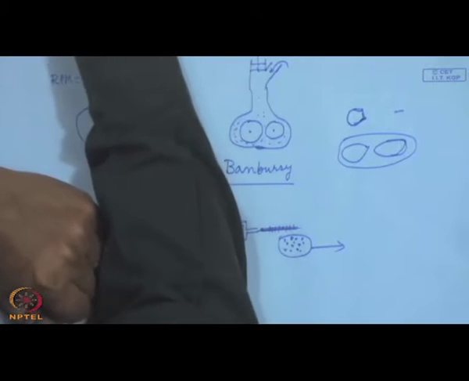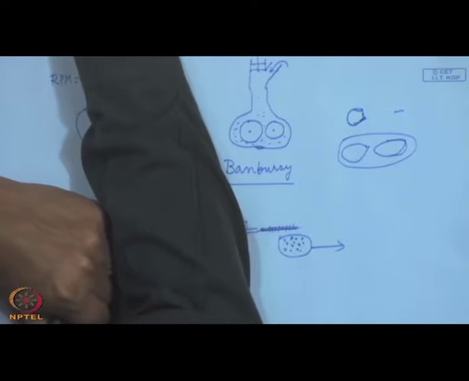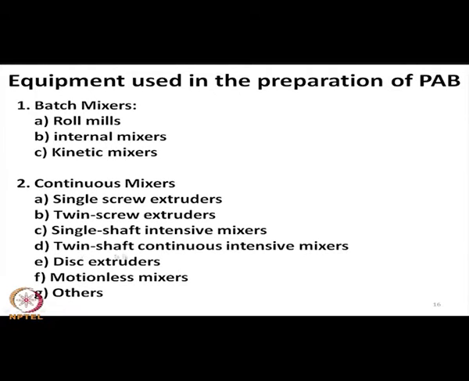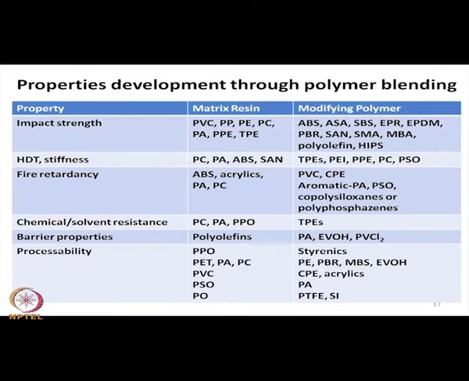So, we can have different types of screw extruders: single screw extruder, twin screw extruders, single shaft intensive mixer, twin shaft continuous intensive mixer, disc extruders, motionless mixers, and others. Since there is no scope for discussing these different types of batch mixers or continuous mixers in detail, just a mention is sufficient about the different types of mixers available for making polymer blends.